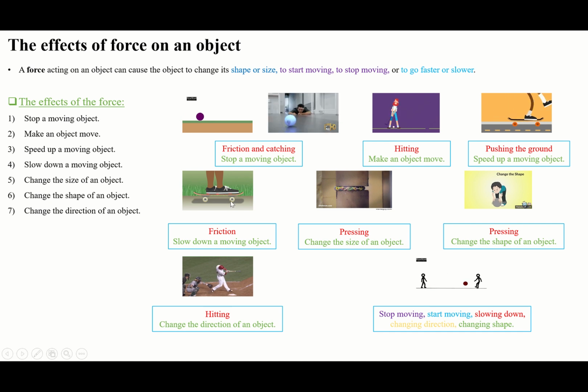So because of this friction, what's the change in here? Slow down a moving object. It means he is moving, but because of the friction, he's going to be slower.